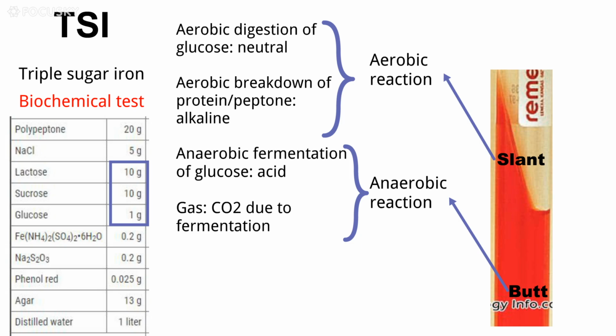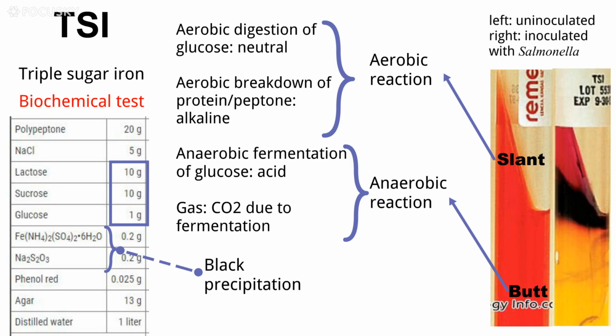Similar to the reaction in XLD, the sodium thiosulfate and ferric sulfate in the medium could result in black precipitation when Salmonella is present. As you can see, the positive tube for Salmonella shows red slant, yellow butt, and black precipitation. Sometimes the bacteria produce a large amount of black precipitation that will mask the yellow butt.